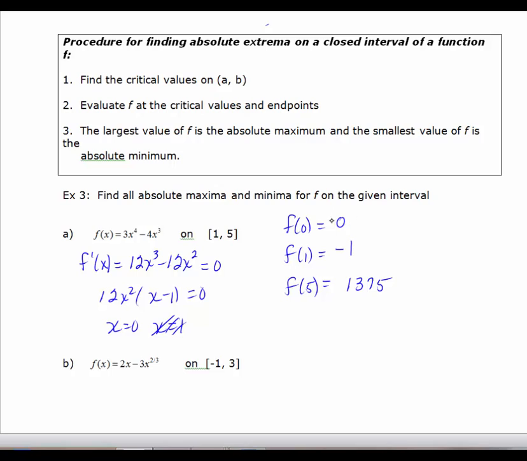So after evaluating the critical values and the endpoints, we know our maximum value is basically the largest y value on that interval. So this would be the absolute max. We would say the absolute maximum value of the function on this interval is 1,375. It occurs when x equals 5. The absolute min is negative 1, and this occurs when x equals 1.